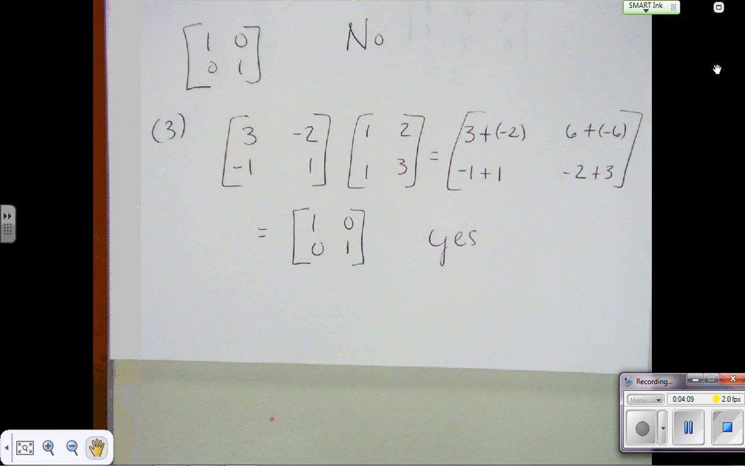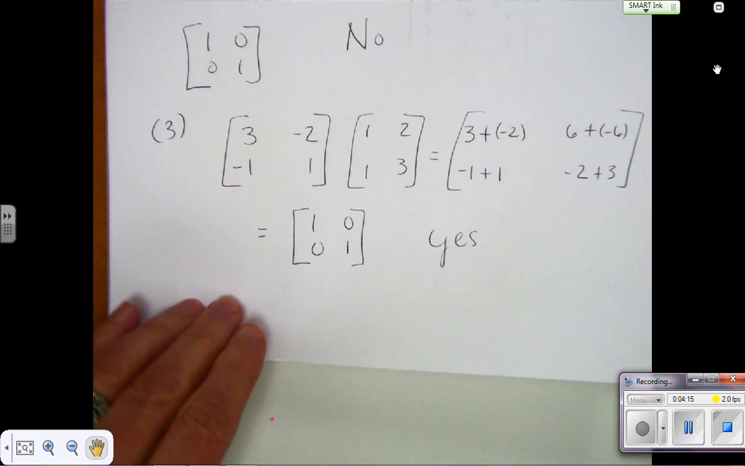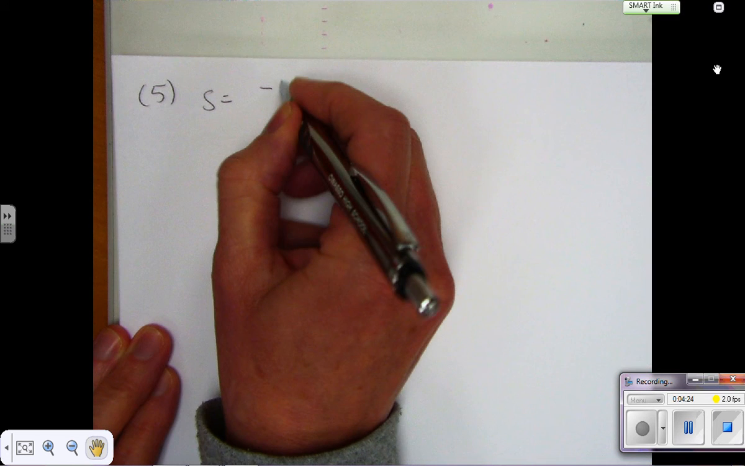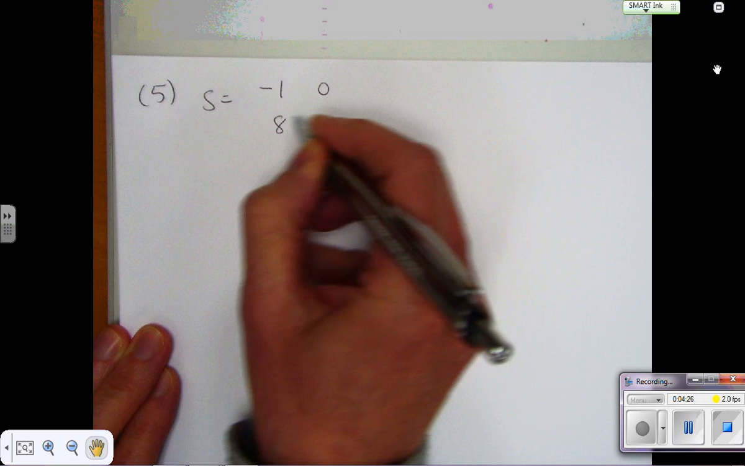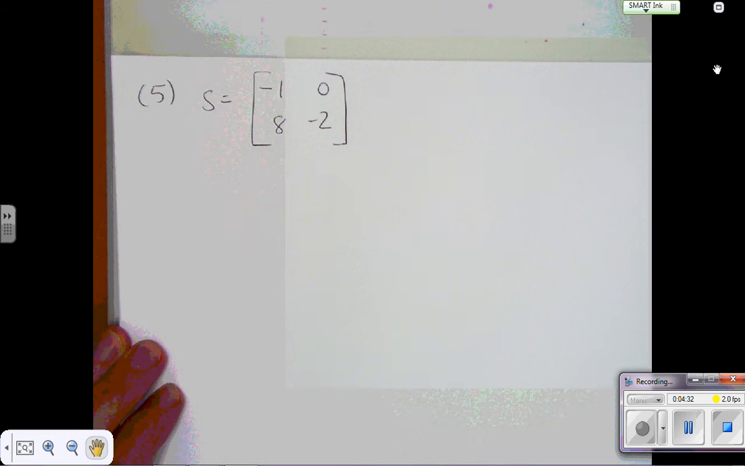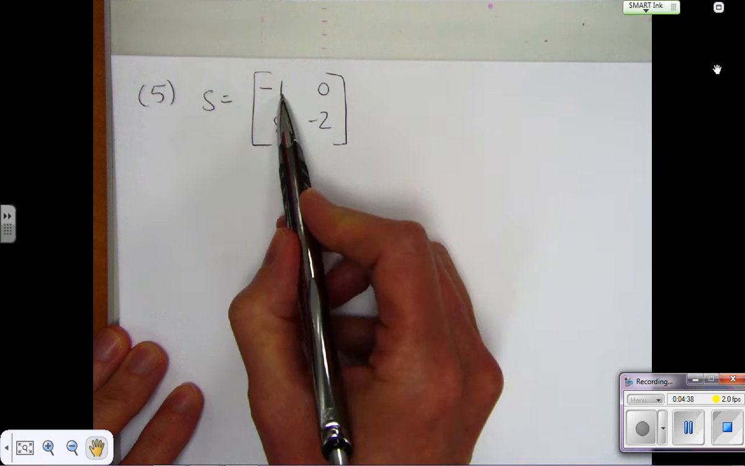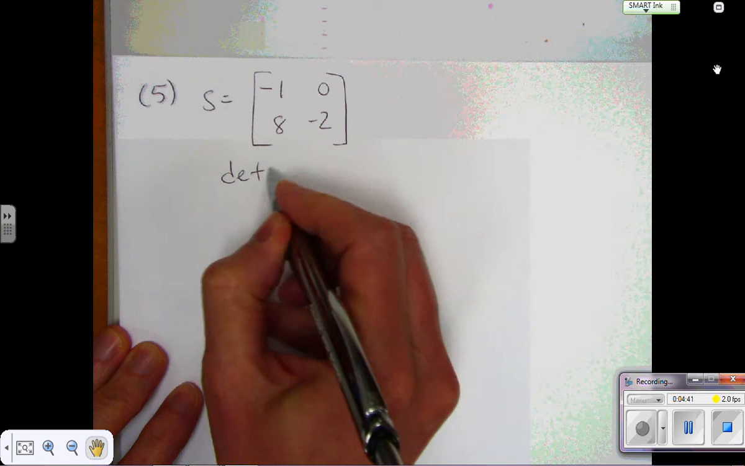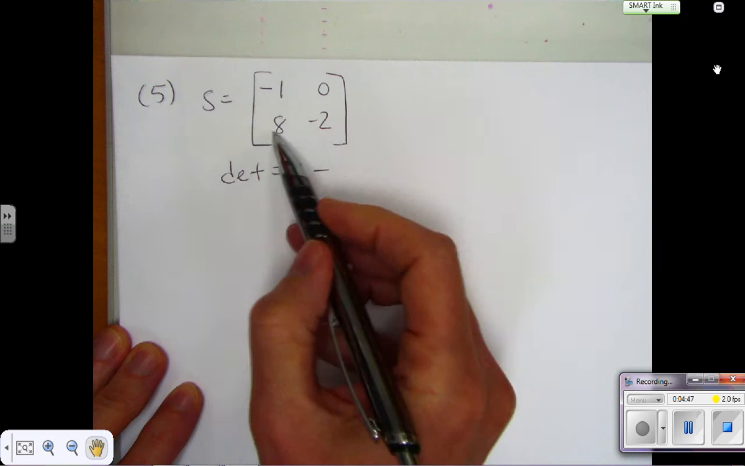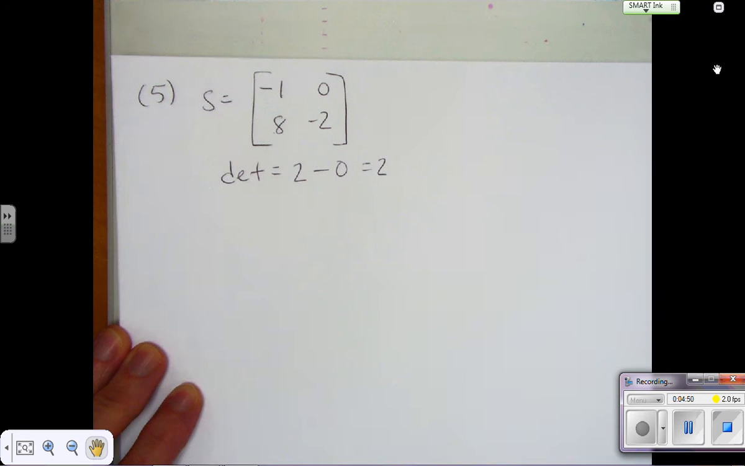We're going to find the inverse of S on number 5. Is everybody finished with this? Okay, so let's look at number 5. The original matrix is negative 1, 0, 8, negative 2. Okay, so to get the inverse, the first thing you want to do is find the determinant. So I'm going to take negative 1 times negative 2, and then subtract 0. So your determinant is 2.